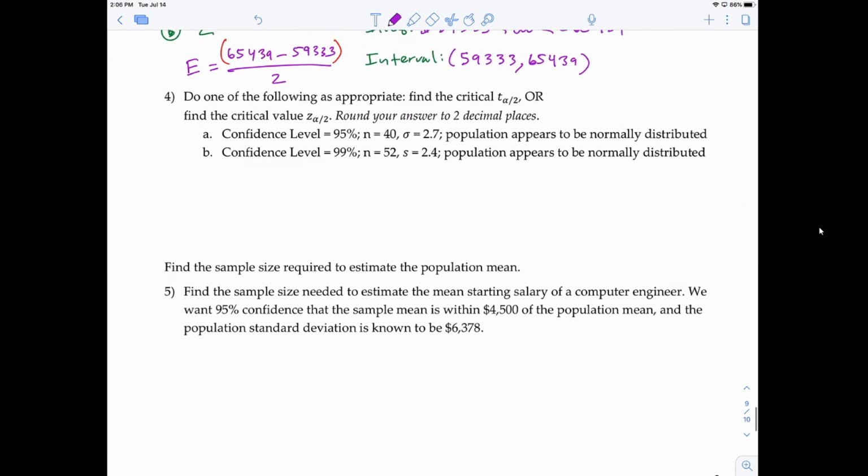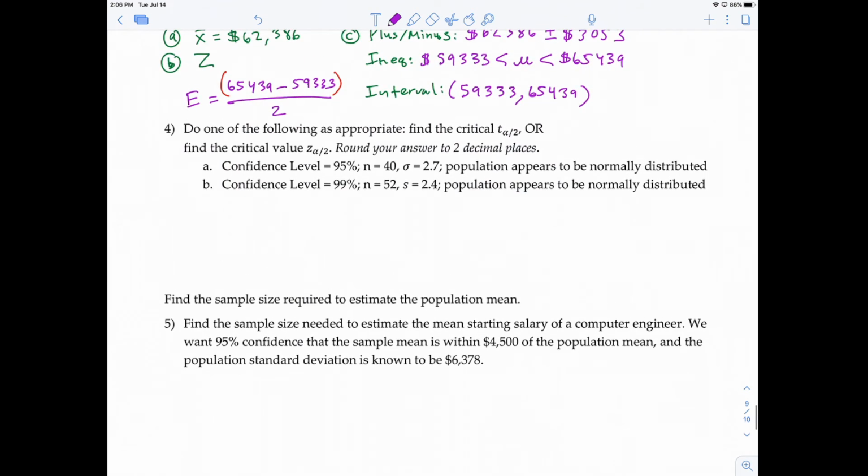All right, number 4 is a different type of problem. What it's saying here is do one of the following as appropriate: either find a critical t-value if it's a t distribution, or find a critical z-value for a z distribution.